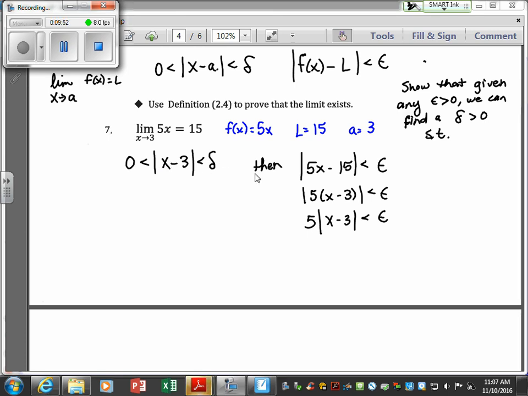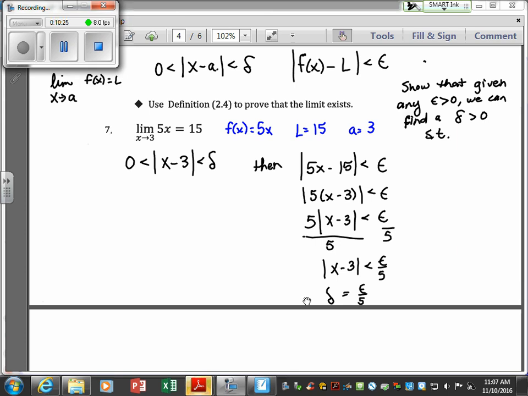Divide by 5. Good, right? So if I was willing to do that, then I would just have epsilon divided by 5. So in this particular case, I could say if we choose delta to be epsilon divided by 5, that's what we want to be able to choose. And we want to plug it back into the delta statement and see if that works for us.